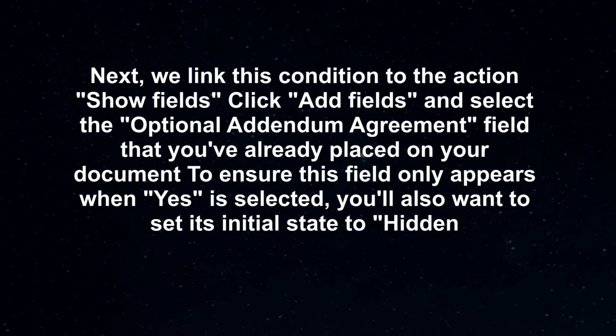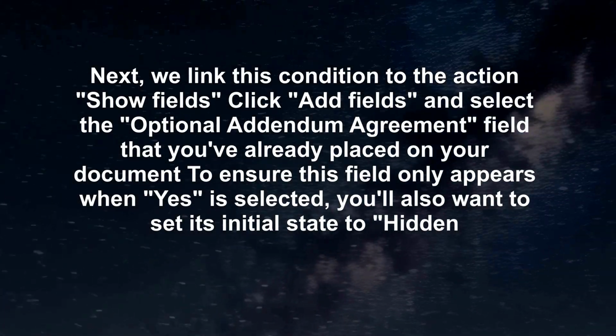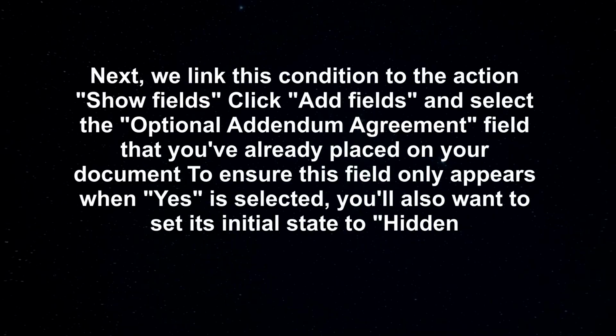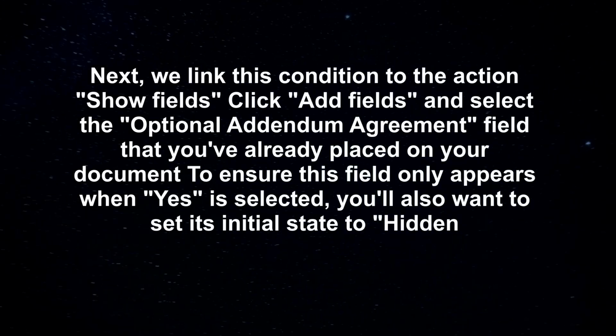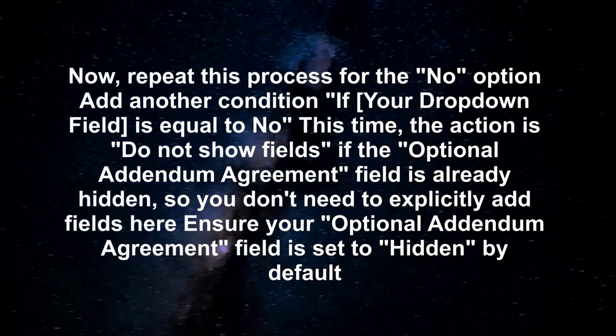Click Add Fields, and select the optional addendum agreement field that you've already placed on your document to ensure this field only appears when yes is selected. You'll also want to set its initial state to hidden. Now, repeat this process for the no option.